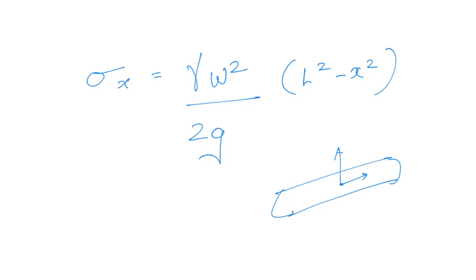And moreover, when you put x equal to 0, you're getting the maximum stress, which is at the center section. That also makes sense because at the center section, you have this entire mass rotating and causing a force on that particular section. So the maximum value of the stress will happen at x equal to 0, and the value will be gamma omega square L square divided by 2g.